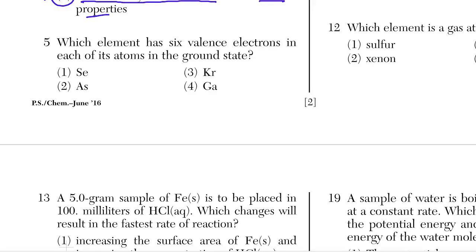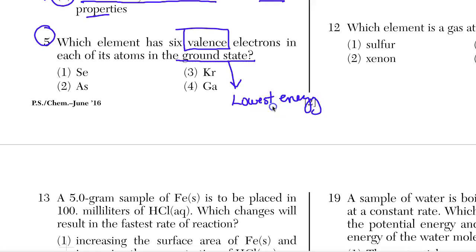Number 5. Which element has 6 valence electrons in each of its atoms in the ground state? Couple of things we have to understand. Ground state means we're in the lowest energy for an electron. Now, what's the opposite of lowest energy? Well, high energy, and that'd be an excited state.